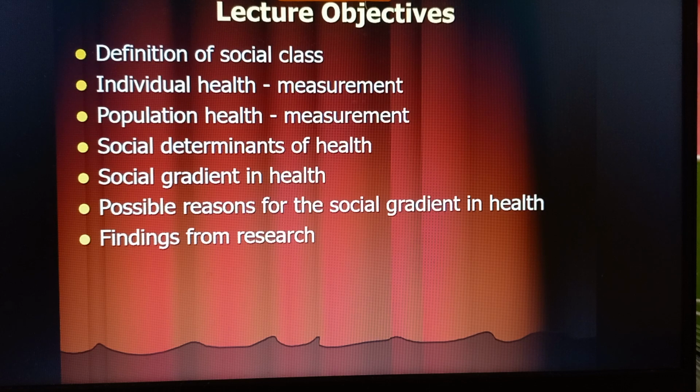Lecture objectives. First, I'll start with the definition of social class, also called socioeconomic status or SES. Then I'll move on to how the health of individuals is measured, then how the health of population groups is measured. We'll move on to social determinants of health, then to the social gradient in health. What are some possible reasons for the social gradient in health? And finally, some findings from research on social class and health.